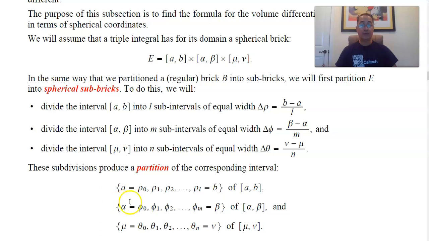And as usual, we're going to partition the intervals. We will start at A as rho 0, and then rho 1, rho 2, skipping by delta rho until we get to B. Same thing for phi. Phi 0 is our beginning angle alpha, and then add delta phi to get phi 1, delta phi again to get phi 2, and so on until we get to beta. And same thing for theta. We will start with theta 0 as mu on the left, and rotate by delta theta counterclockwise to get theta 1, theta 2, and so on, until we get to the terminal angle, nu.